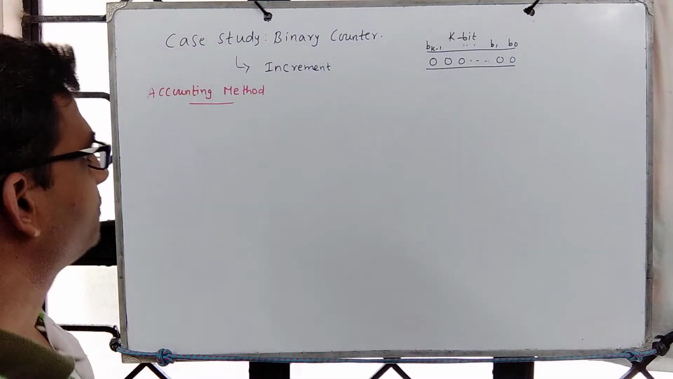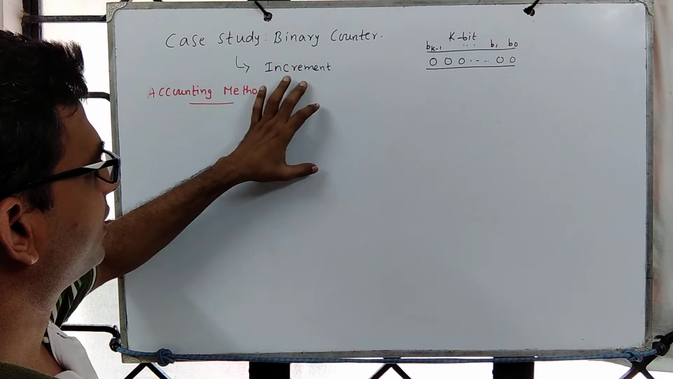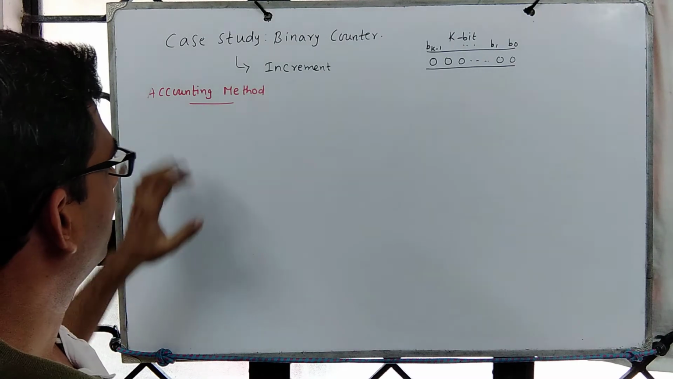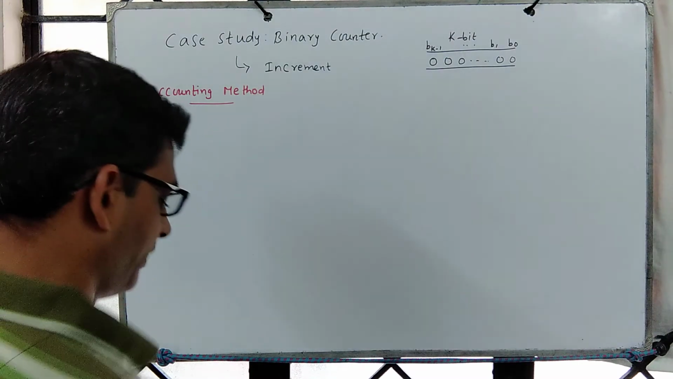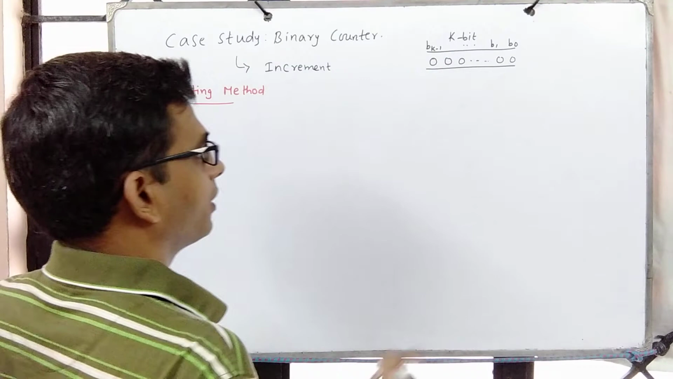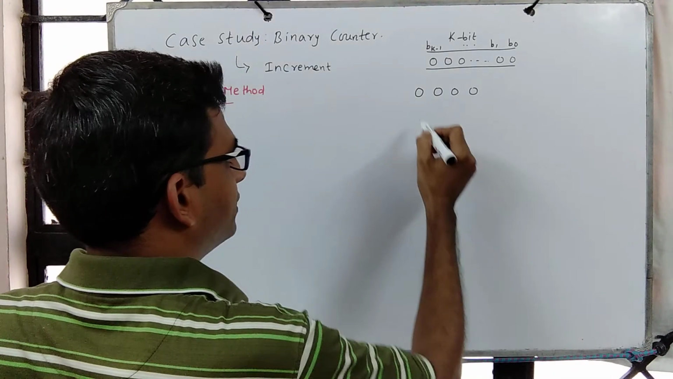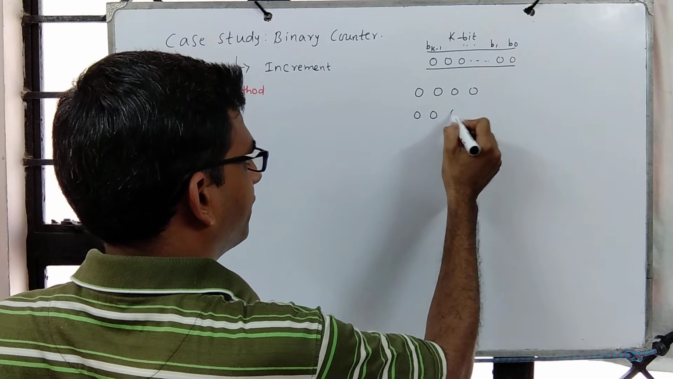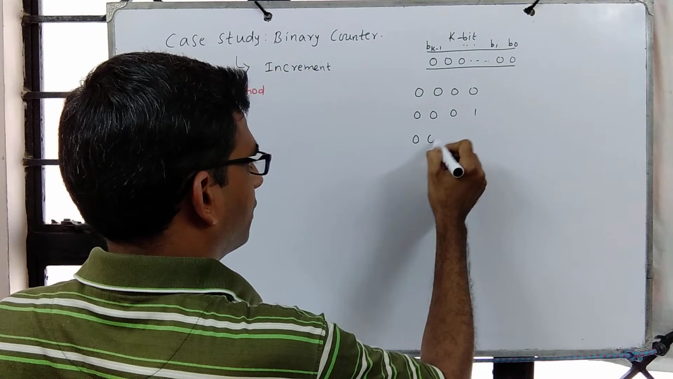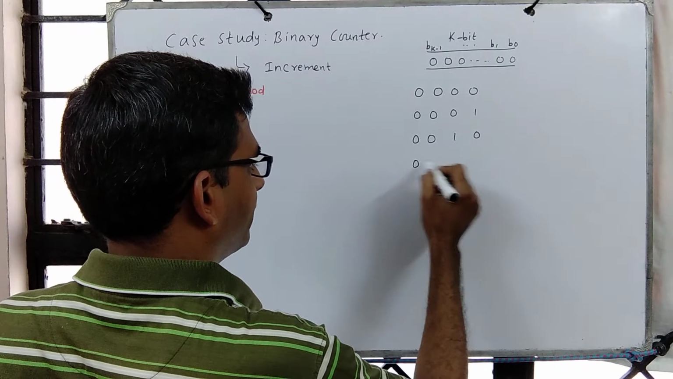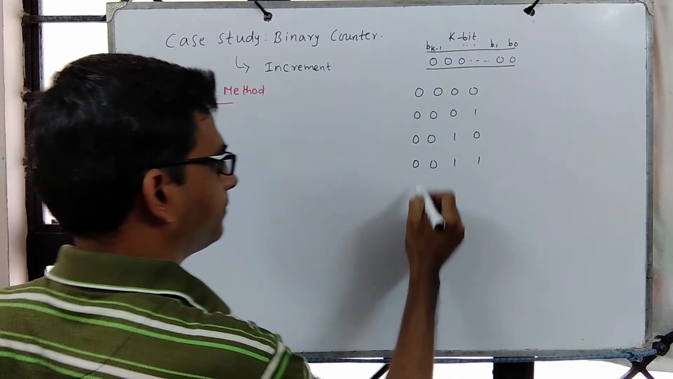Let us analyze a binary counter, with the supporting operation being increment, using the accounting method. Let's assume we have this, then on increment we get this. On subsequent increments the configuration is like this.